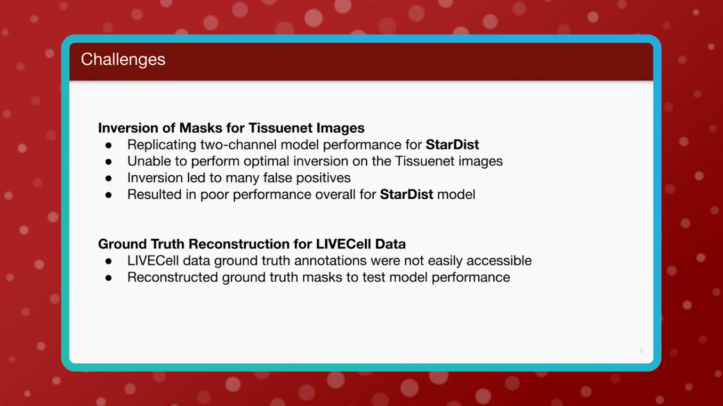Throughout our project, we faced a couple of big challenges. The first involved the inversion of masks for TissueNet images. One of our models, StarDist, doesn't have built-in two-channel model performance, so we tried to invert images to replicate that, but unfortunately it did not work. The second big challenge involved ground truth reconstruction for LiveCell data, since this dataset did not have easily accessible annotations.